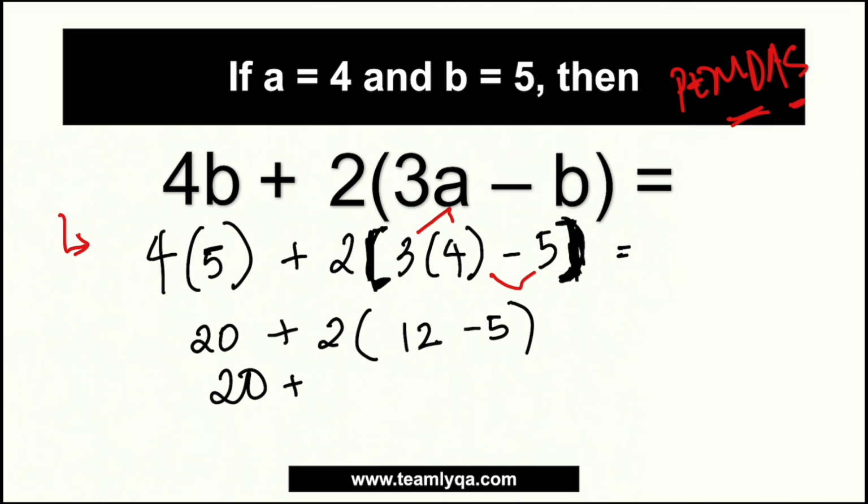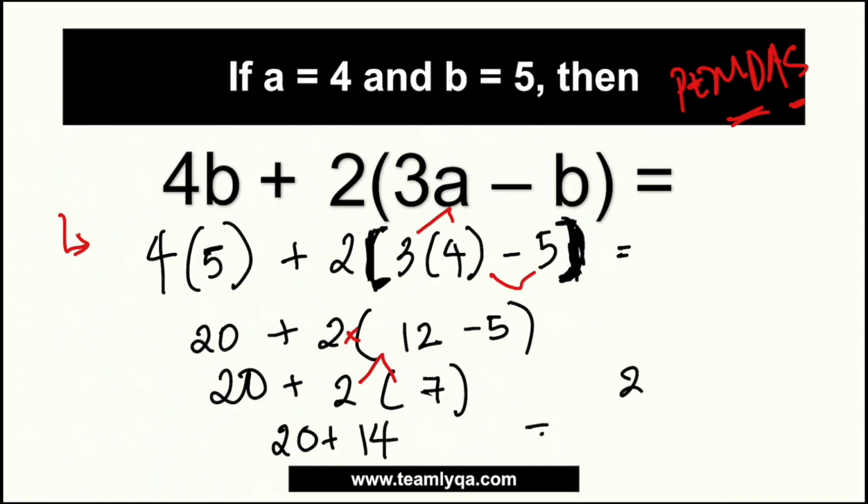Hindi ko pa pwedeng i-add sa 2 kasi meron pa siyang multiplication. Kasi this right here is multiplication yan. Kaya lang hindi pa natin alam yung nasa loob ng parentheses. Kaya hindi ko pa siya pwedeng galawin. So, you have 2 here times 12 minus 5 which is 7. At ngayon, dahil ito ay pwede ko nang i-multiply, dikit na sila. This will be 20 plus 7 times 2 or 2 times 7, which is 14, is equal to 34. So, the answer is 34.